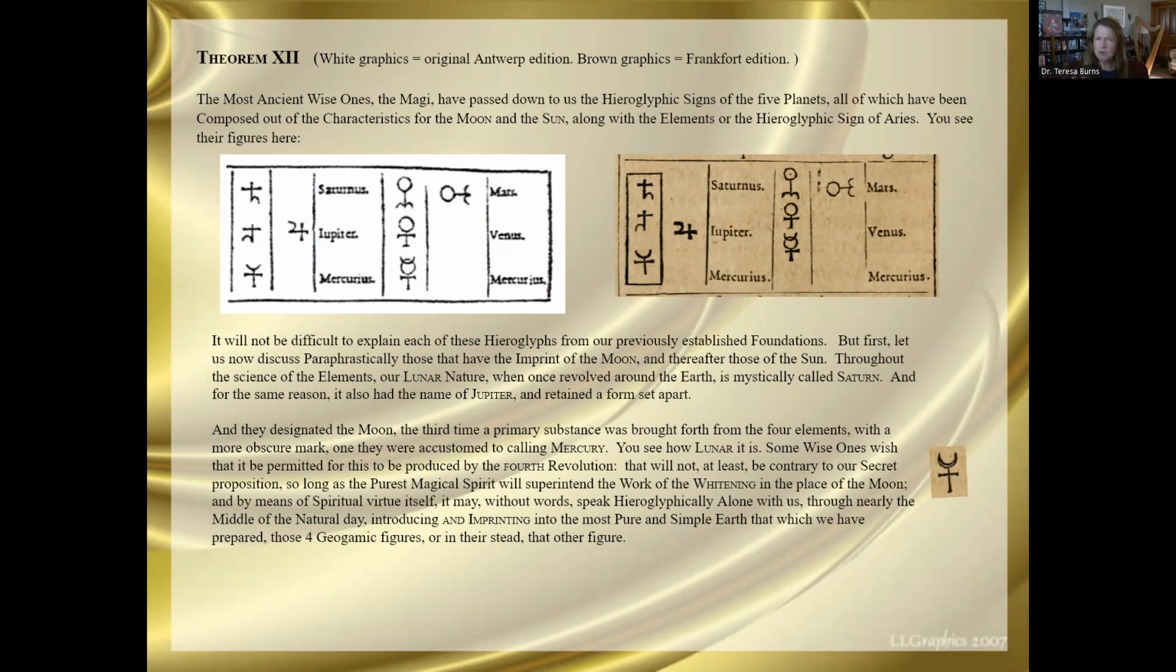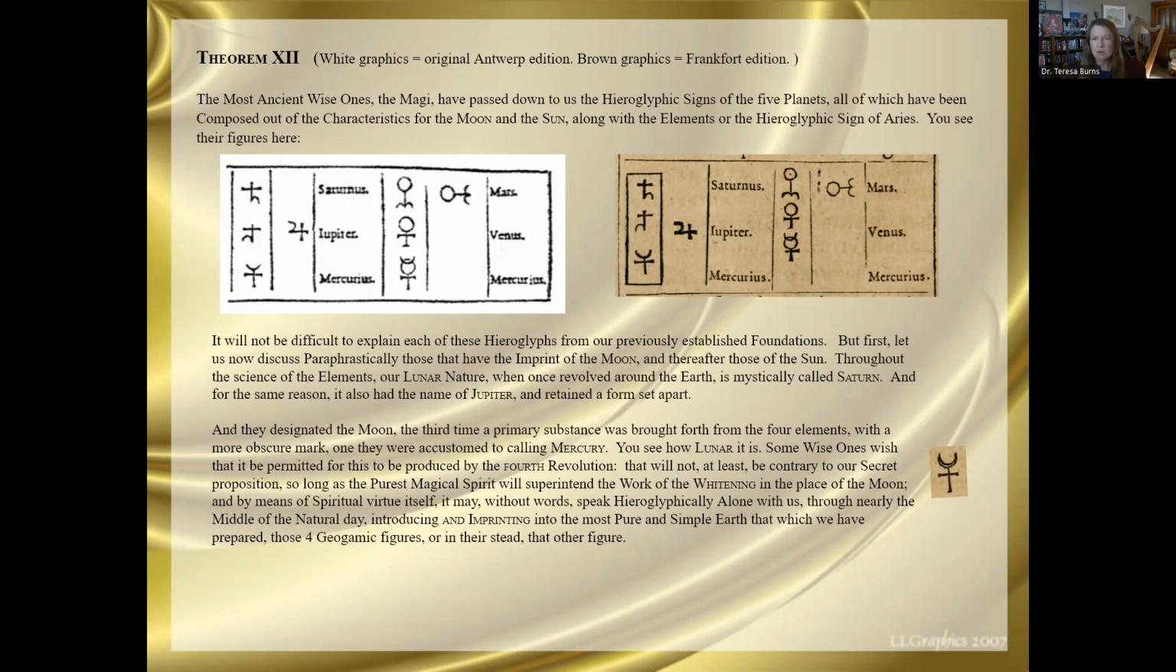First, with the hint with these revolutions, now we know from the Timaeus everything is revolving, but what is revolving? And if it's the whole cosmos, then we're talking about major world ages. That, he says, will not at least be contrary to our secret proposition.